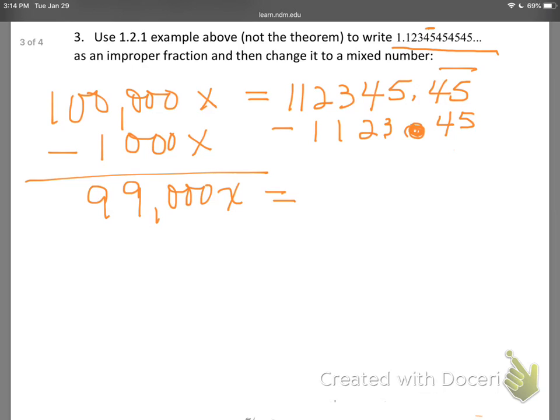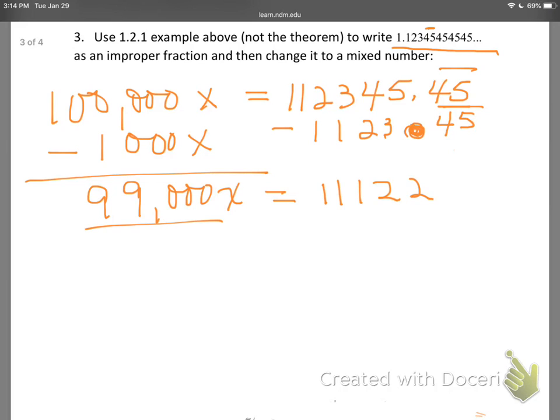Subtracting these two terms, I end up getting 1, 1, 1, 2, 2, and then there is no value after the decimal because I wanted to get rid of that, and I have successfully done that. So let me just scoot this over. So that's what I have. So I now want this to be a fraction.